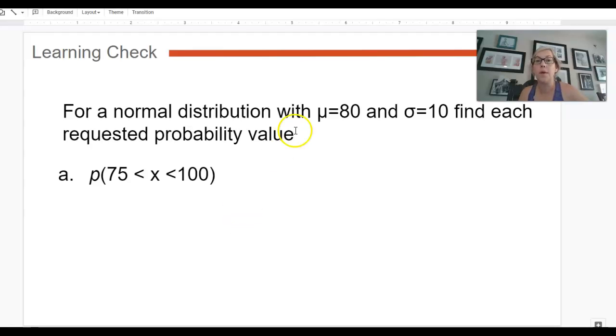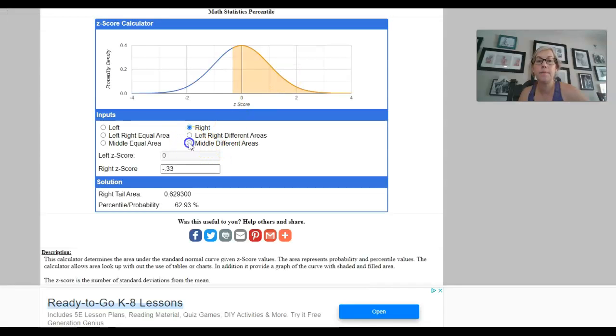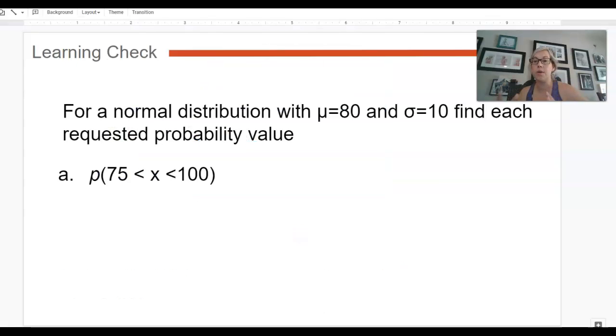Then you are going to go ahead and go back to the z-score calculator, and this is the one that you'd want to use. And you're going to put your z for x equals 75 here, and you're going to put your z you got for x equals 100 here. So again, we need to solve for those z's, and then you would get your answer. Again, you can always check your answer in the slides.